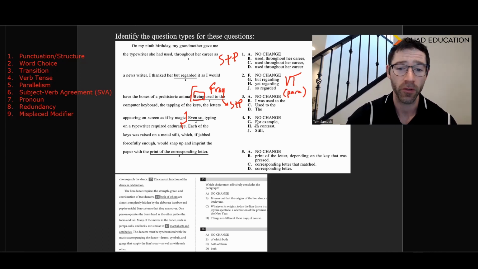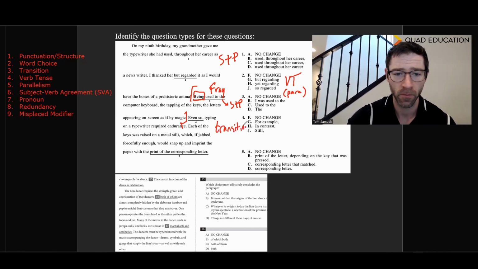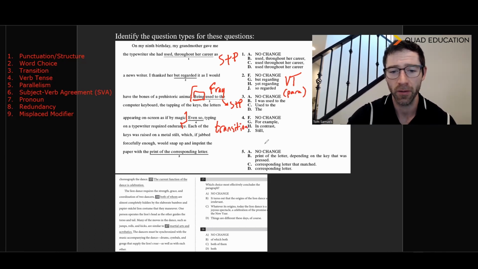And indeed, whenever we're not really sure what kind of question we have, it's probably a structure and punctuation question. Next, for number 4, it's a little bit more straightforward. This is just going to be a transition question. That's just what these look like. We have to choose between even so, for example, in contrast and still.